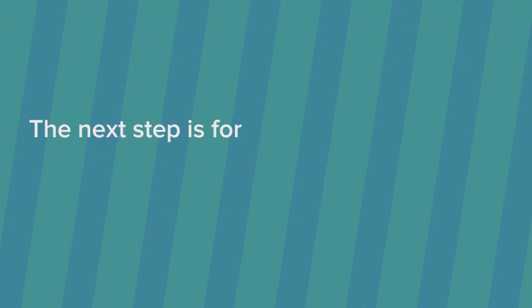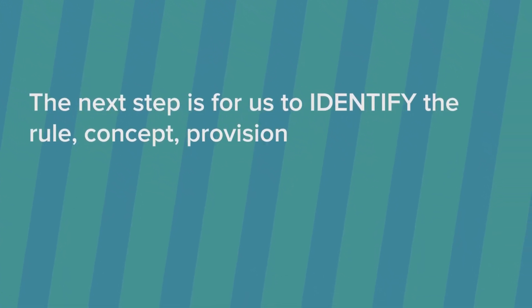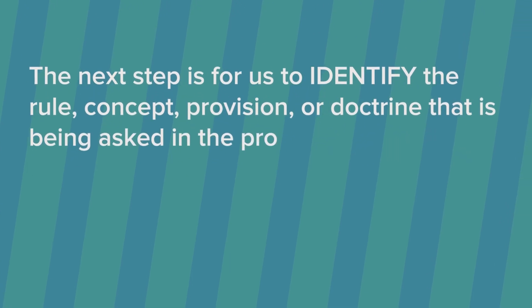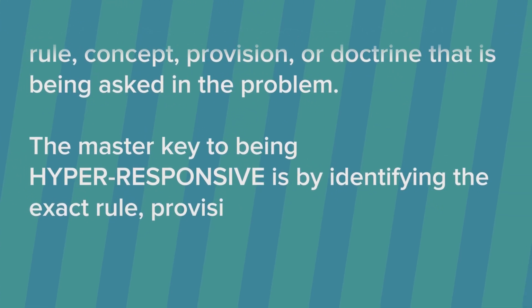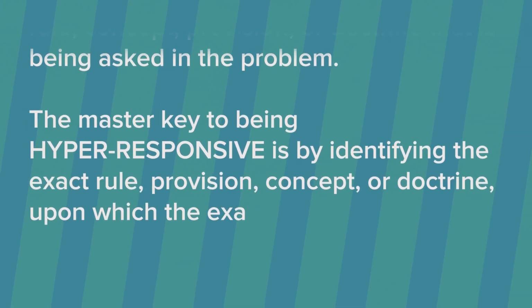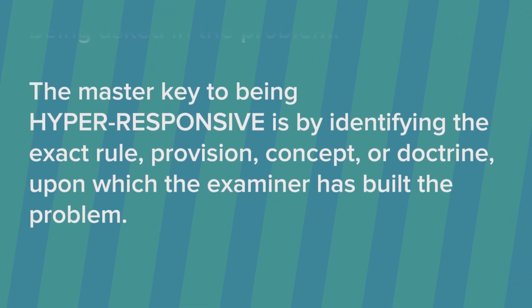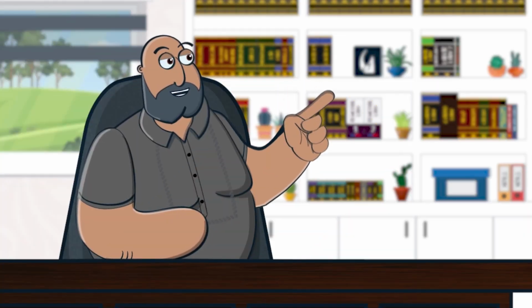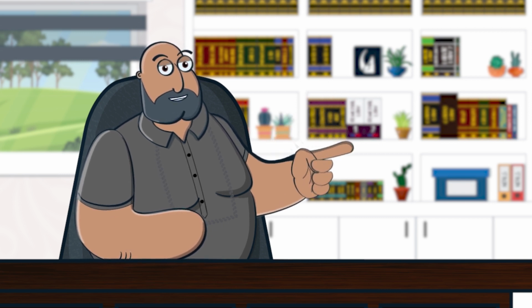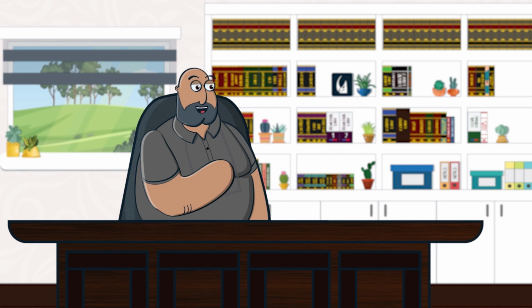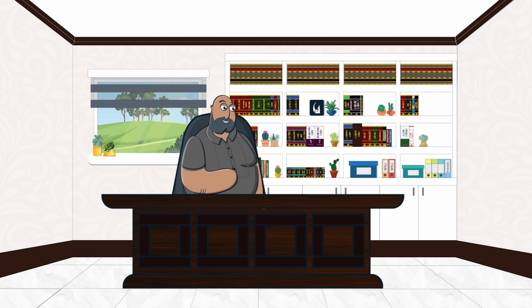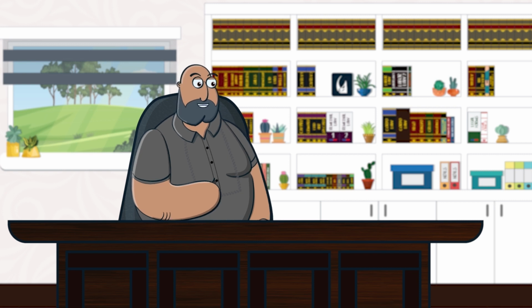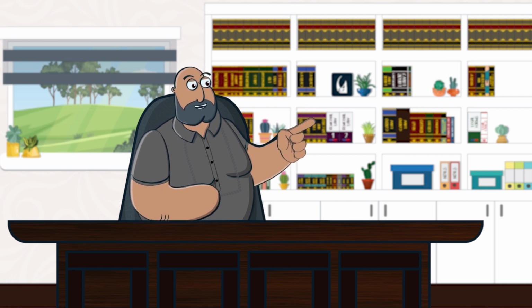The next step is for us to identify the rule, concept, provision, or doctrine that is being asked in the problem. The master key to being hyper-responsive is by identifying the exact rule, provision, concept, or doctrine upon which the examiner has built the problem. If we can reverse engineer how the problem was drafted in the first place, then it gives us the fighting chance to give the precise answer that the examiner is looking for. Dito sa problem na ito kapatid, ano kaya ang sinusubukan sa atin ng ating examiner? What is the rule, concept, provision, or doctrine that is being tested in this problem?